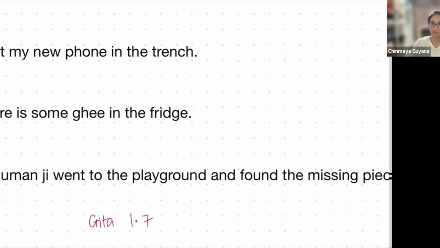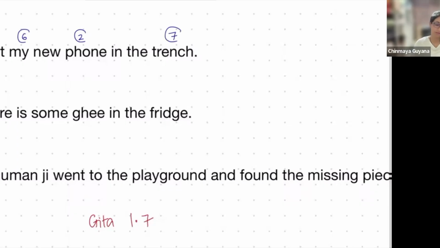I lost my new phone in the trench. How sad. What is the verb? Lost. Who lost? I. What did I lose? New phone. Not my, just new phone was lost, right? New phone is the second case. Whose new phone? My new phone. And then you see trench, 7 in the trench.